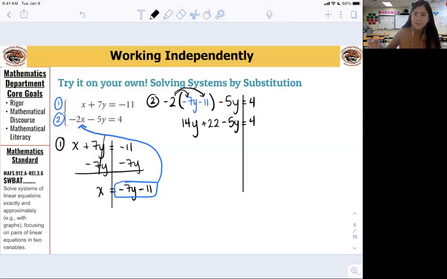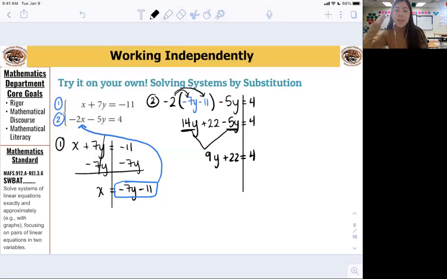Combine like terms. 14 minus 5y is 9y. Now what? I did 22 plus 9y, not 9y plus 22. Either way works. If you wrote it the opposite way, you're still correct. We have to move the 22 by subtracting. And what is 4 minus 22? Negative 18.